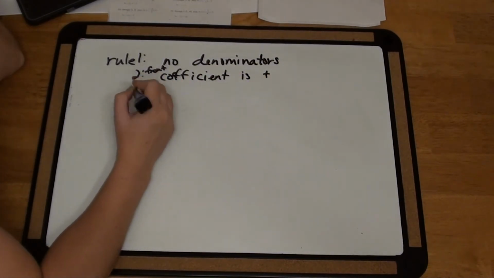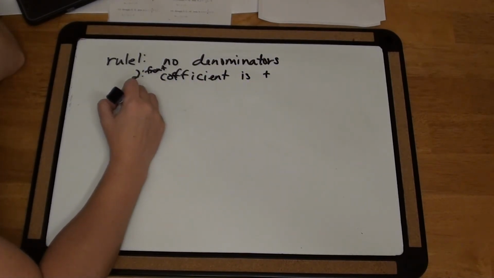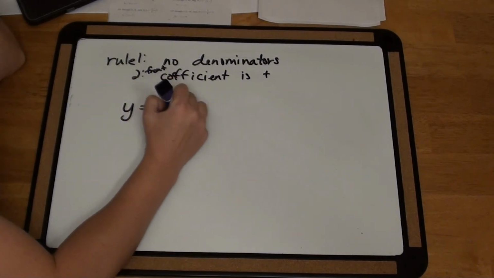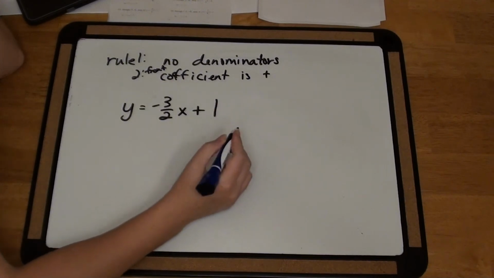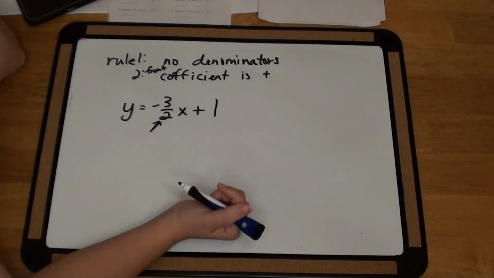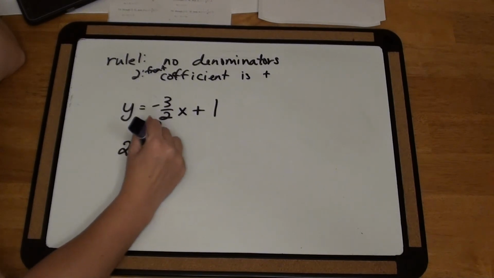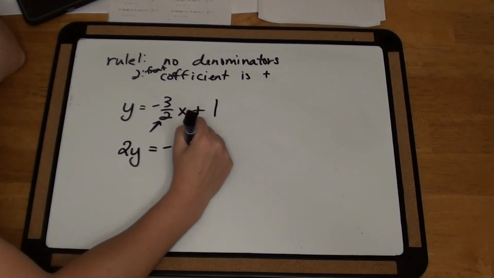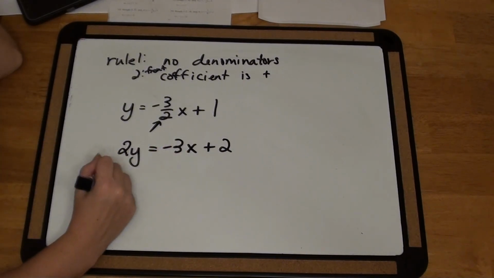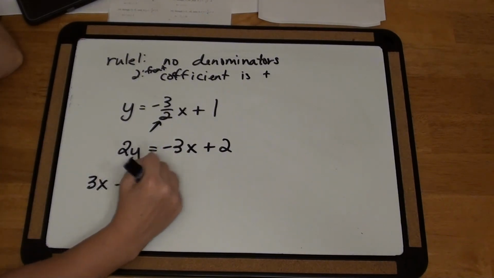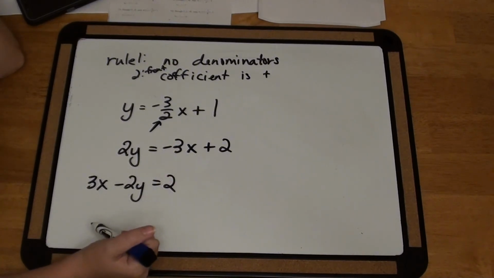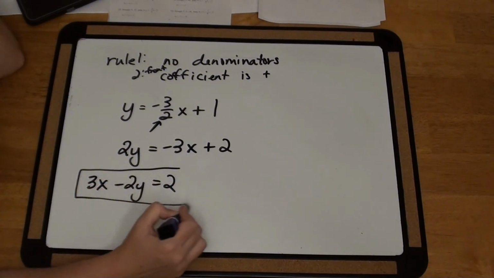So in this situation, if I started off with, let's just go with y equals negative 3/2 x plus 1. If I start with this, I've got to get rid of this denominator first. And I do that by multiplying everything by 2. So I get 2y equals negative 3x plus 2. Then I've got to bring my x over. That gives me 3x minus 2y equals 2. My x and y are the same sign. I have my 2 over here. This is standard form.